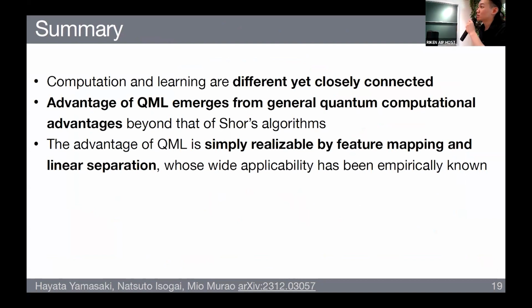So in conclusion, computation and learning are, as we discussed, quite different yet closely connected. What we have shown is that the advantage of quantum machine learning emerges from general quantum computational advantage, even beyond that of Shor's algorithm. And this advantage of quantum machine learning is indeed simply realizable by feature mapping and linear separation, a widely used setting in machine learning tasks, whose wide applicability has been empirically known.